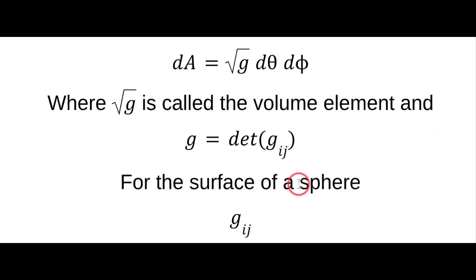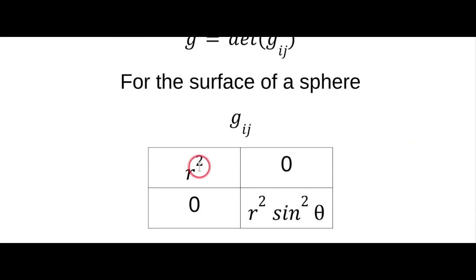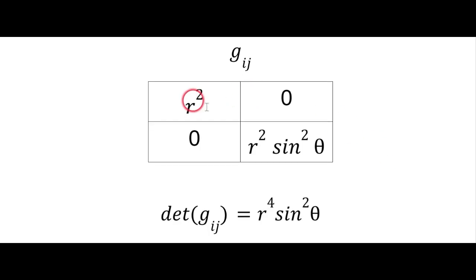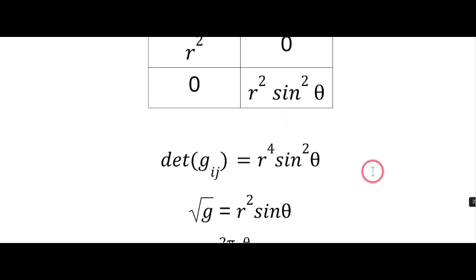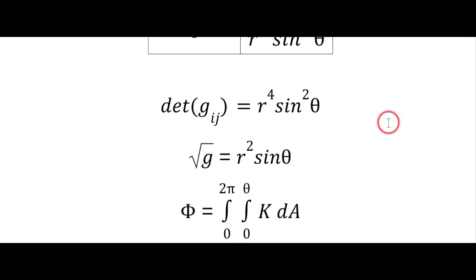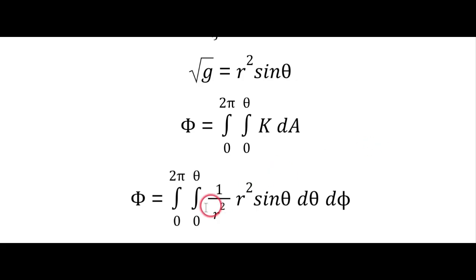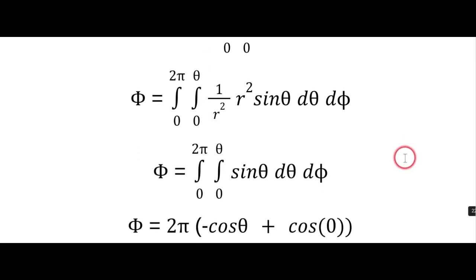Okay, so for the surface of a sphere, we found this many times. The metric tensor is, so this is E theta dot E theta, this is E phi dot E phi. So the determinant of that is just this times that. So we get this. The square root, the volume element, is just r squared sine theta. So we can use that in this equation, and we get this. Okay, so here's K, here's the volume element, and here's our infinitesimals. And the r's cancel, so we're just left with this.